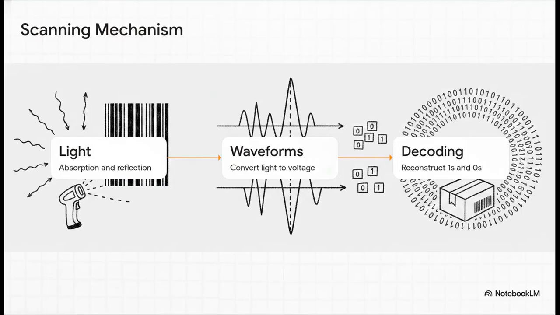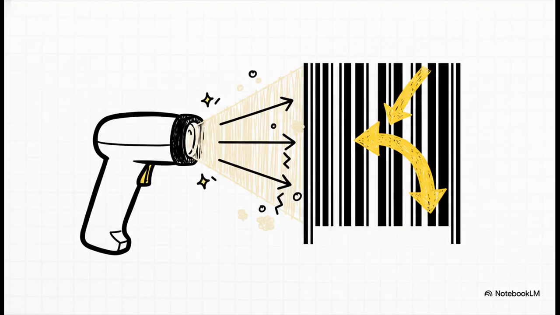Let's move to how this works, because when a laser or an LED scanner sweeps across those printed lines, it triggers a wildly rapid 3-step conversion process. Step 1 begins with light absorption and reflection. Think of it kind of like shining a flashlight into a pitch-black room. The scanner shoots this intense beam of light right at the barcode.